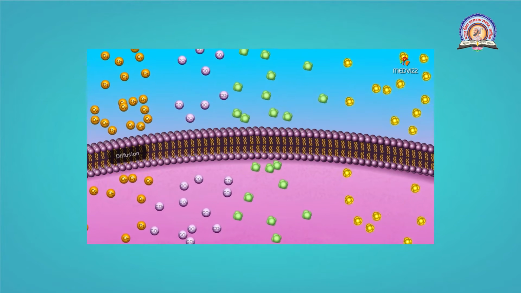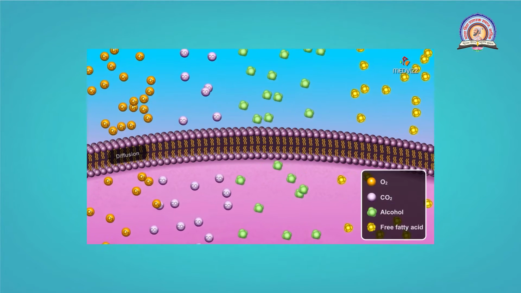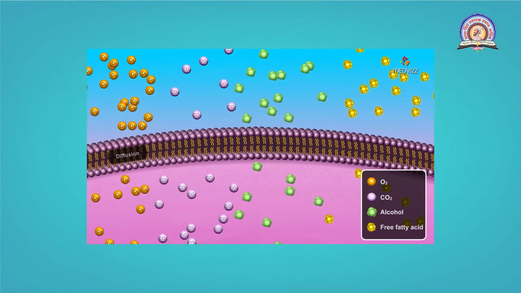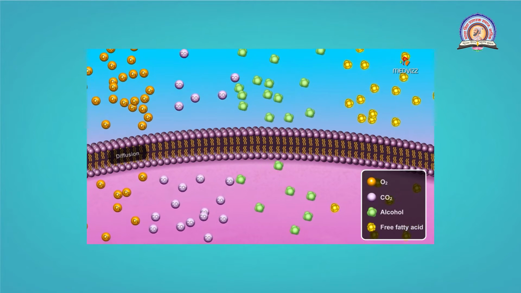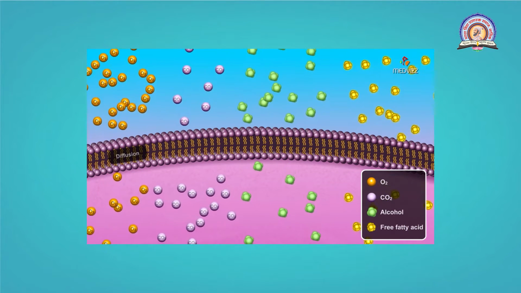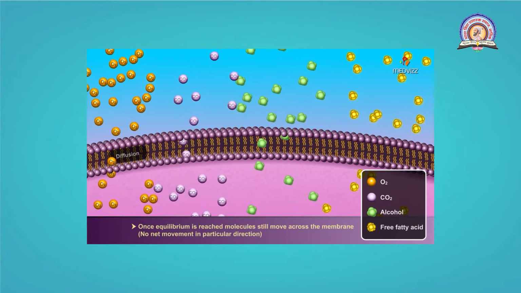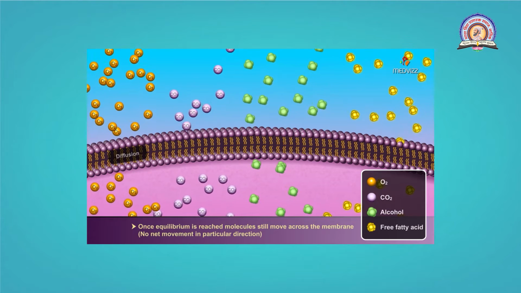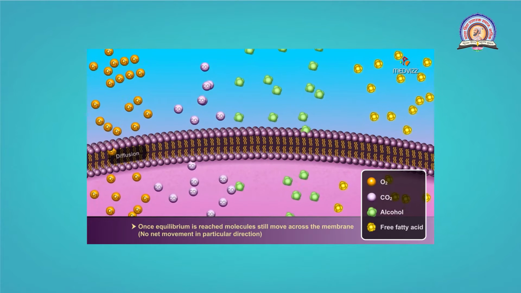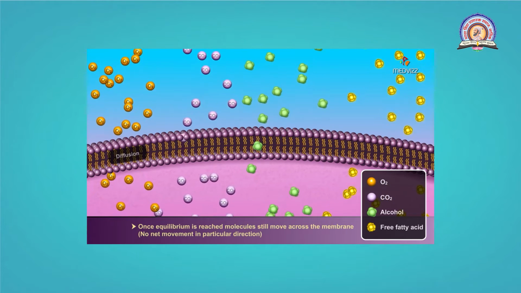Small uncharged molecules, such as dissolved oxygen, dissolved carbon dioxide, small alcohols, and small fatty acids, can freely diffuse through the cytoplasmic membrane. Once equilibrium is reached, molecules will still move across the membrane, but there is no net movement in a particular direction.